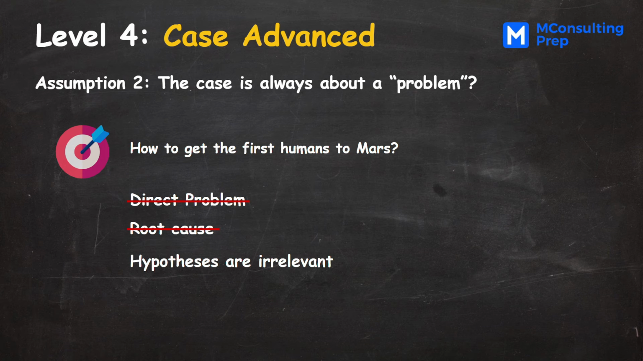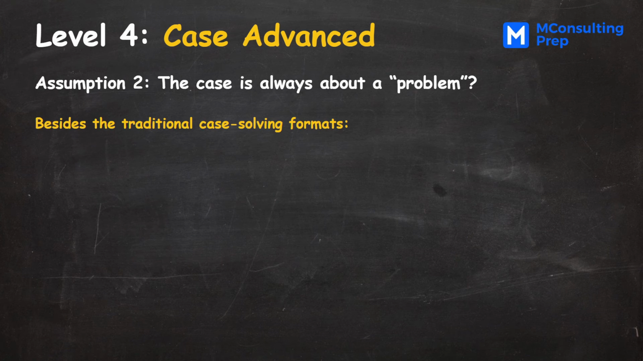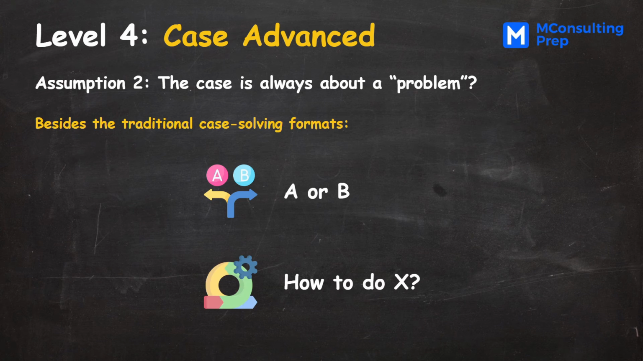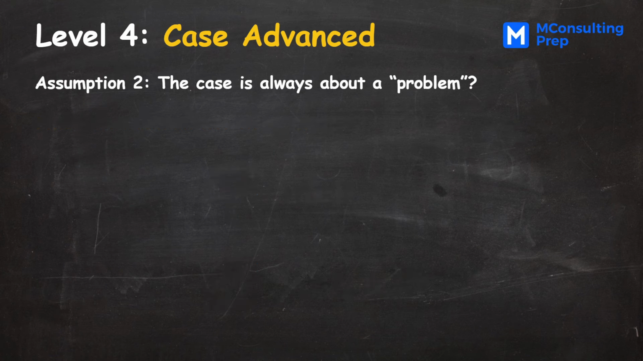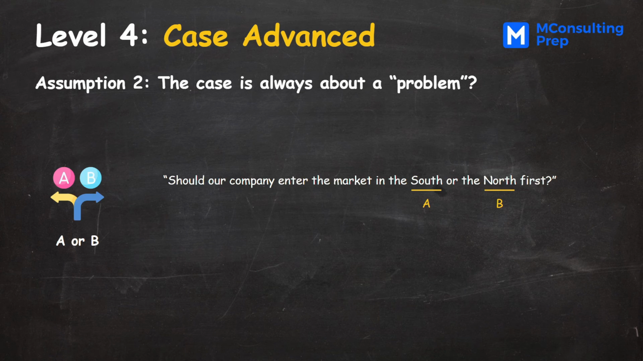To be very specific from a logical standpoint, besides the traditional problem-solving formats, there are also two of the following. 1. A or B. 2. How to do X. Here's how all the fundamental case concepts work in those two other formats. A case in this format can be something like, should our company enter the market in the South or the North first? Or sometimes B can be the absence of A, like, should we close down the cement plant?